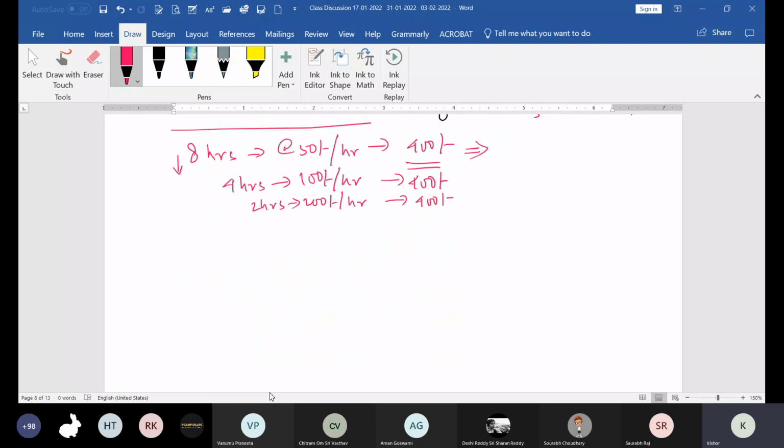Third one is your neutral equilibrium. So what is happening in neutral equilibrium?